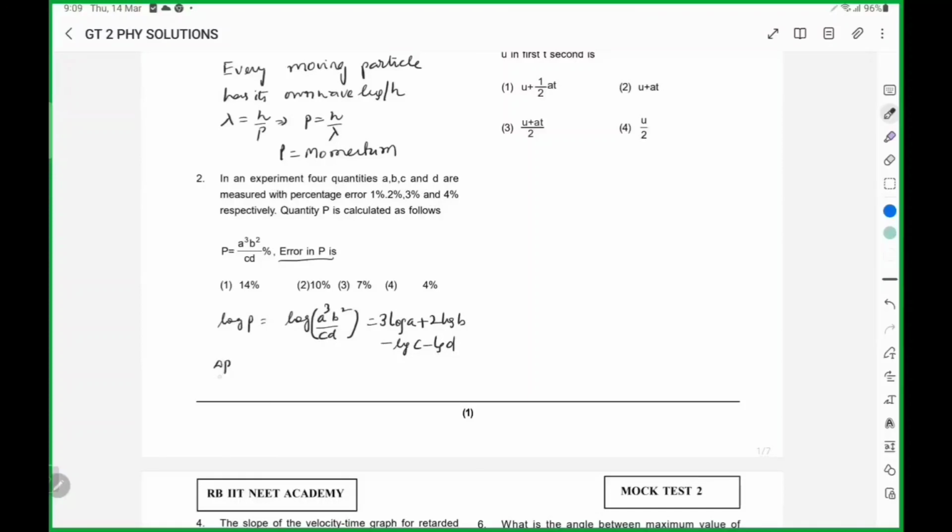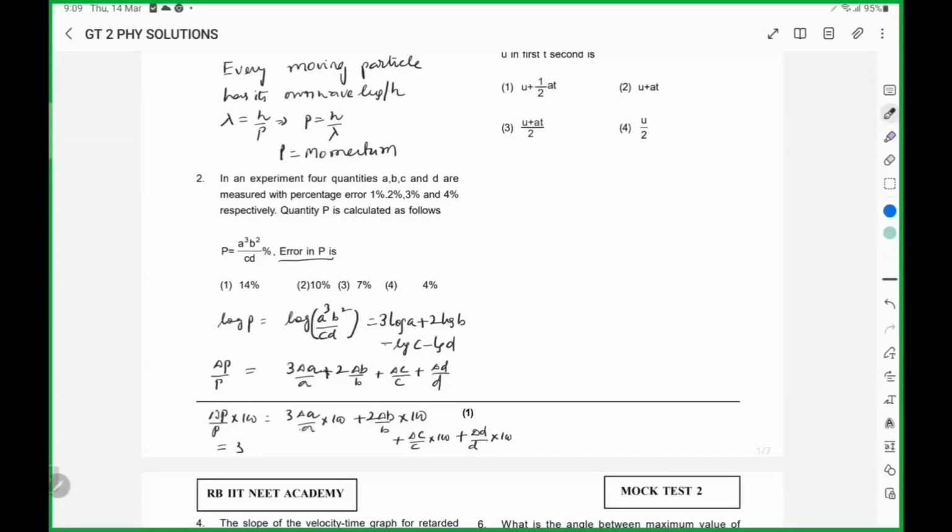So while considering error, differentiating with respect to P, plus 2 delta B by B. Here while calculating error, we calculate the maximum error. Even though it is minus, we write plus here. So percentage error is 3 delta A by A into 100, plus 2 delta B by B into 100, plus delta C by C into 100, plus delta D by D into 100.